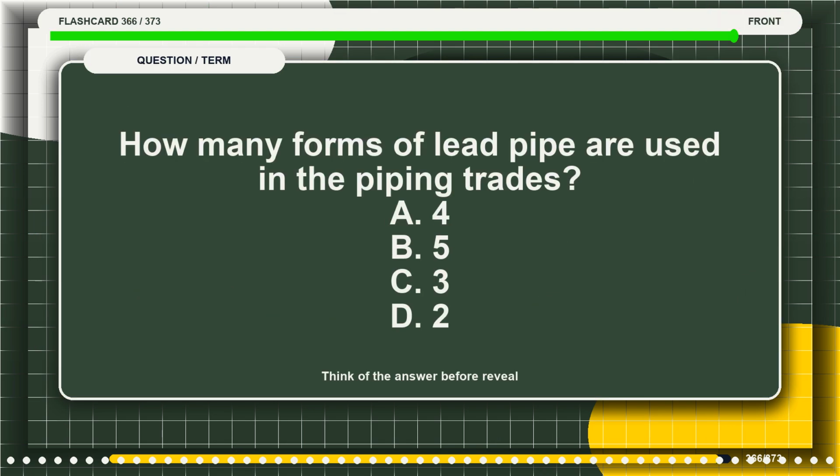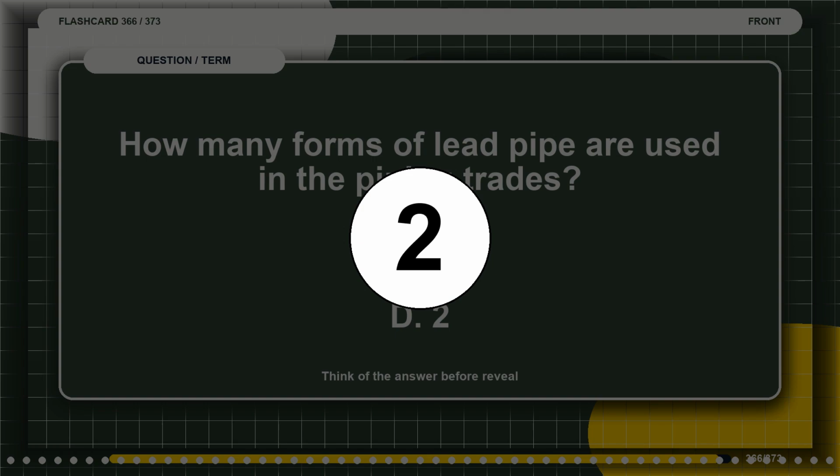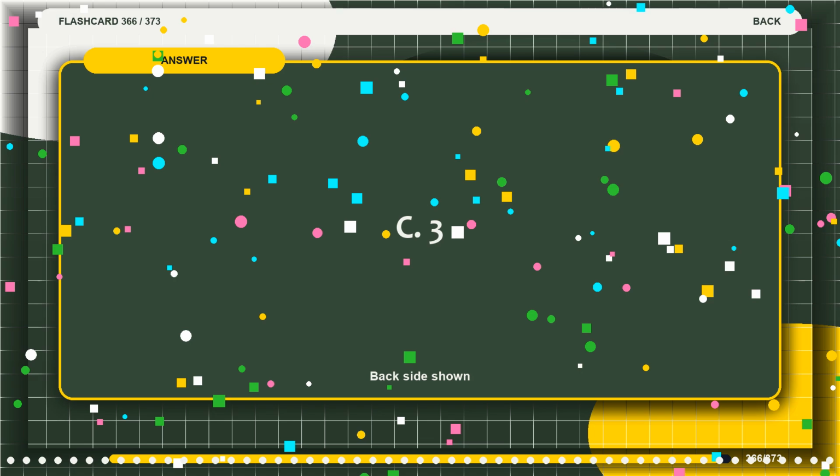Flashcard 366. How many forms of lead pipe are used in the piping trades? A. 4 B. 5 C. 3 D. 2. Think of the answer before the reveal. The answer is C. 3.